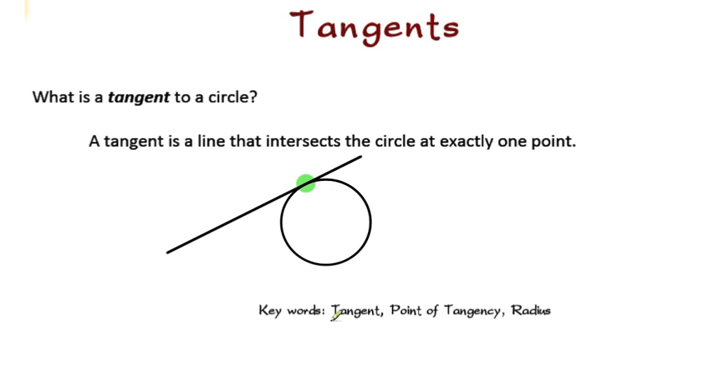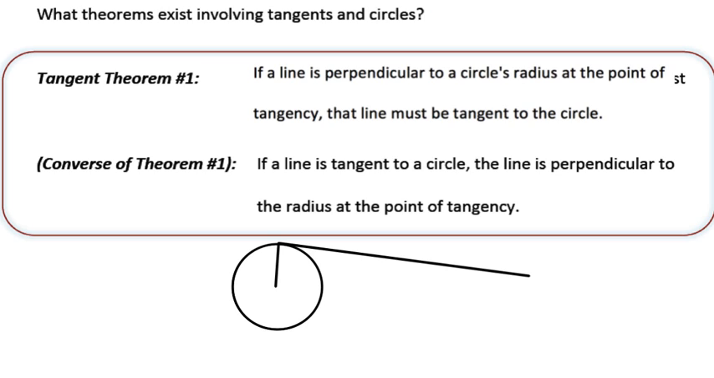Well, let's look at our keywords. Tangent, that's the line itself. Point of tangency, that's the point where it intersects, the one time where it intersects. And then radius, we're going to have to know what that is. That goes to the center of the circle. It's halfway across. And that brings us to our first theorem. There's basically two main theorems that we have to get control of right here. The first theorem and its converse.